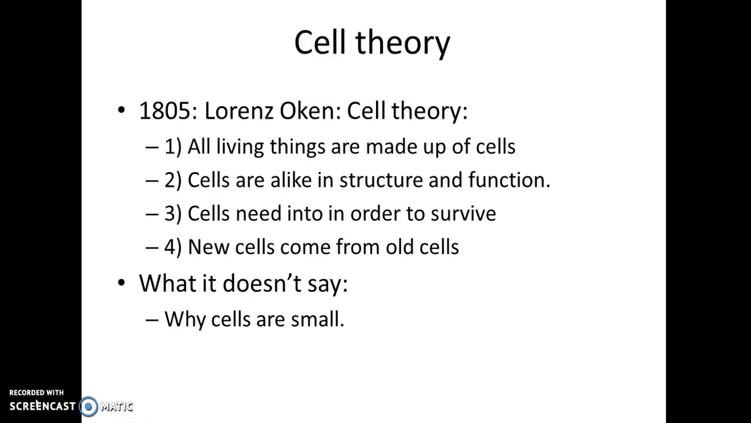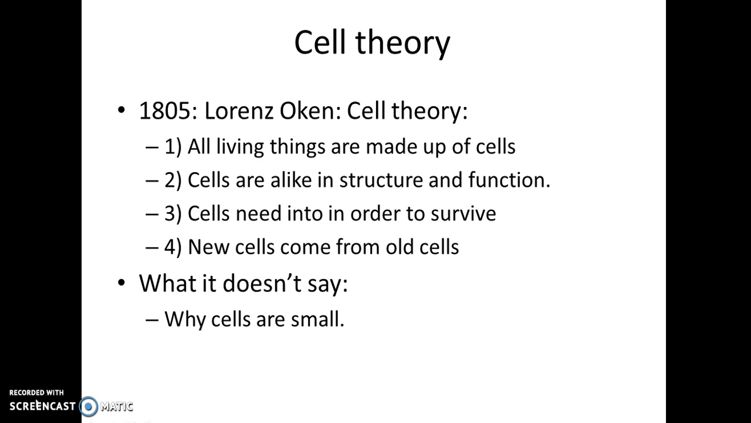So the first thing we're going to start off with is the cell theory. In 1805, Lorenz Oken took all the different parts of the cell theory and put them all together. So the first part is all living things are made of cells. That's one of the definitions of life. Two, cells are alike in structure and function. So a structure in one cell has the same function as the same structure in another cell.